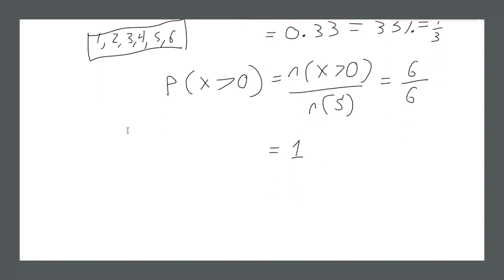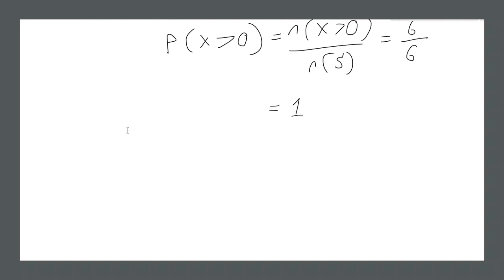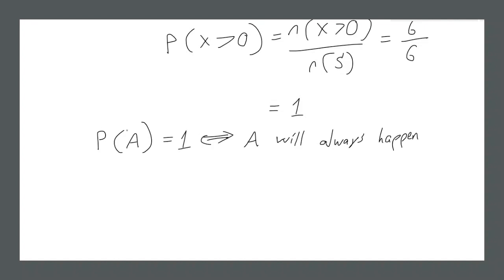Okay, and that's the first rule that we're going to put here. If the probability of an event is equal to 1, that's the same as saying that event A will always happen. It doesn't matter what the outcome is, event A will always be occurring. For example, you're always going to roll a number bigger than 0 if you're rolling a six-sided dice.